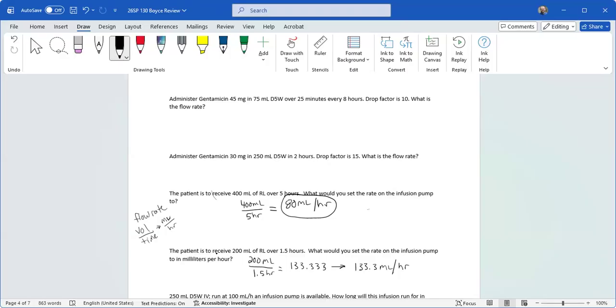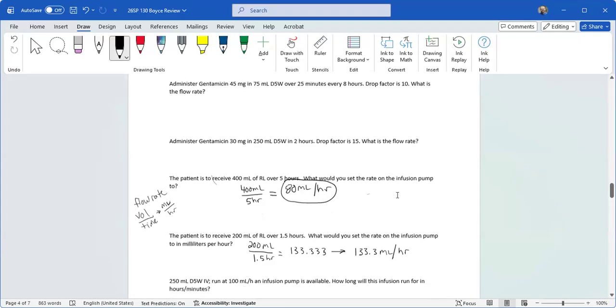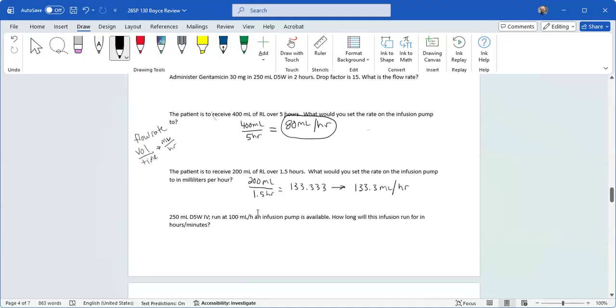The next thing they're going to do with the flow rate is ask you to use the information from the flow rate to calculate other pieces of information. Like in this example, it tells you that you have an IV running at a certain infusion rate, and it wants to know how long that infusion will be running for in hours and minutes. So the next thing is they want you to be able to utilize the flow rate. What does that mean?